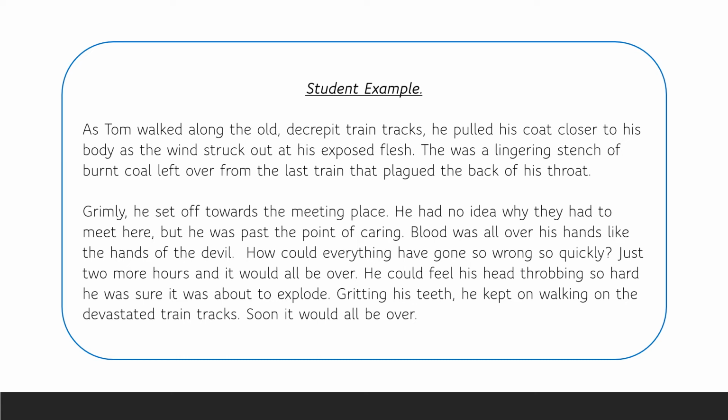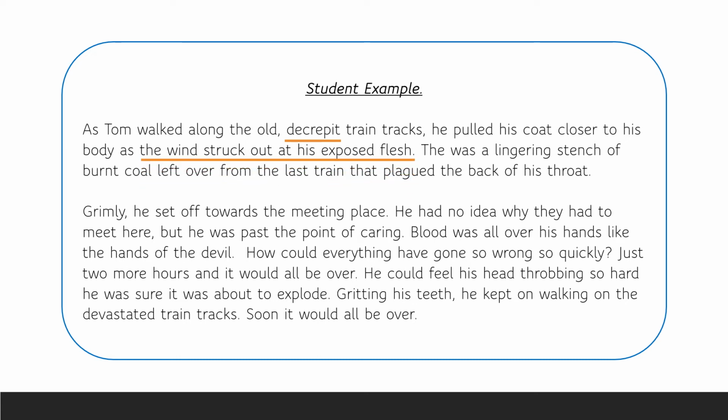So hopefully now you would have been able to identify a few ways that this response has improved from the first attempt at learning. One of the first things, for example, is the imagery that's being created through the use of varied vocabulary. Instead of just saying it's really old train tracks, we use a word like decrepit. This is a really effective adjective because it allows us to imagine that this has been broken down and is kind of wearing away as well.